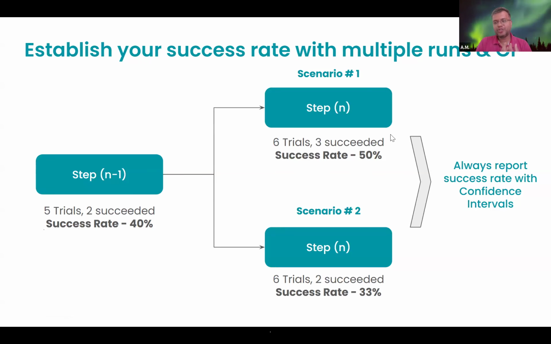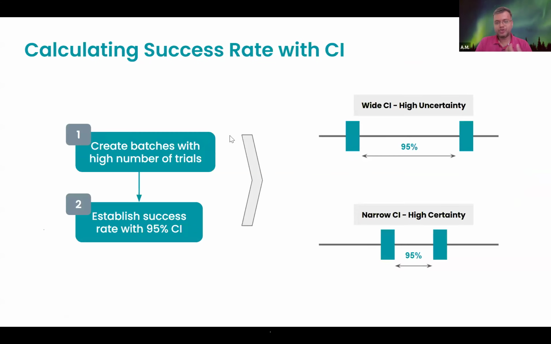You should always try to establish the success rate with multiple runs, and also establish it with something called a confidence interval. So what you should do is say, I'm trying to run multiple batches of my outputs, and I'm trying to understand in how many cases I'm getting success and in how many I'm getting failure. And with a 95% confidence rate, my success criteria lies in this specific range.